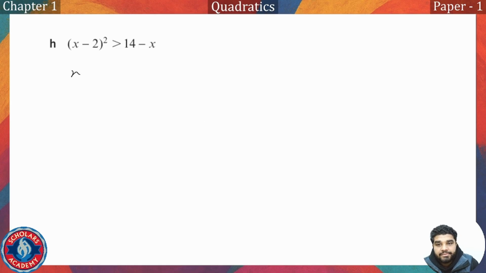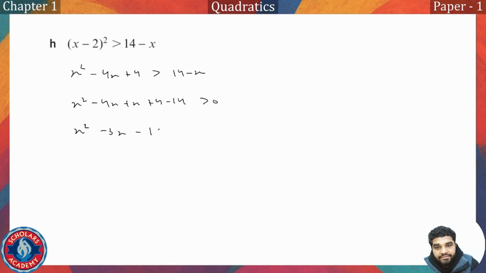Let's open this whole square. We get x square minus 4x plus 4 is greater than 14 minus x. x square minus 4x plus x plus 4 minus 14 is greater than 0. We get x square minus 3x minus 10 is greater than 0.